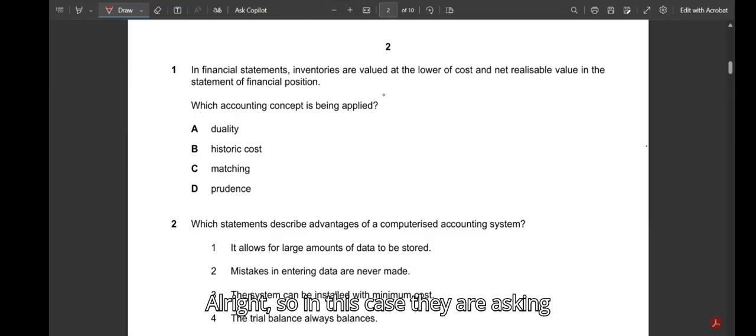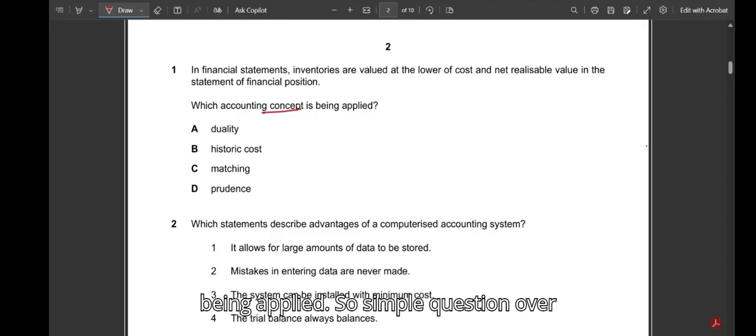All right. So in this case, they are asking you which accounting concept is being applied. Simple question over here. It is not duality, it's not historic cost, it's not matching. The right answer is D. So what is the concept of prudence? Prudence says that you should never overvalue your assets, nor undervalue your liabilities.